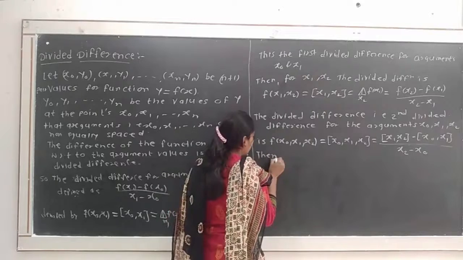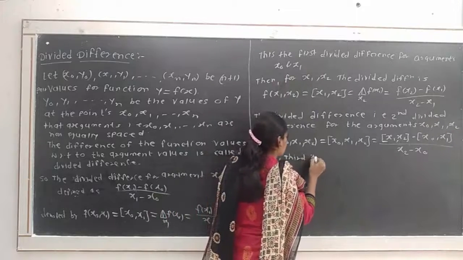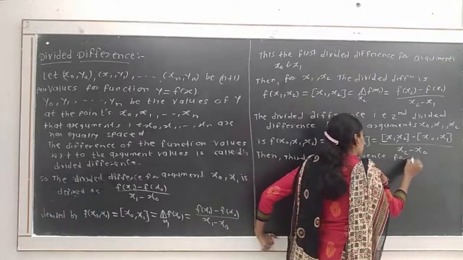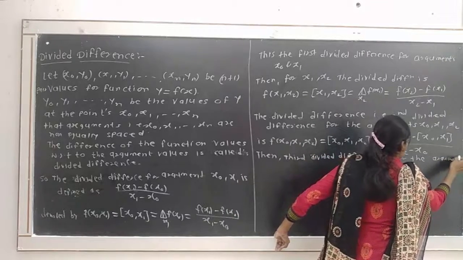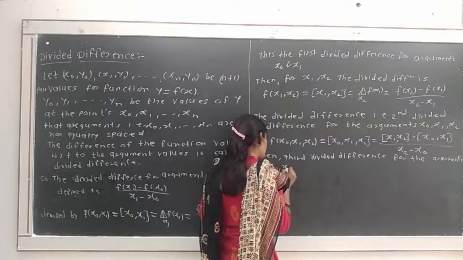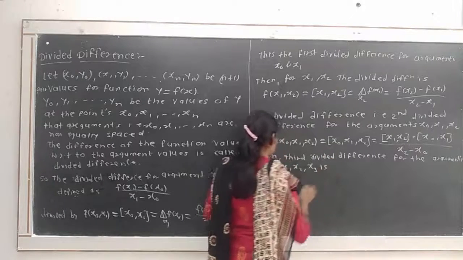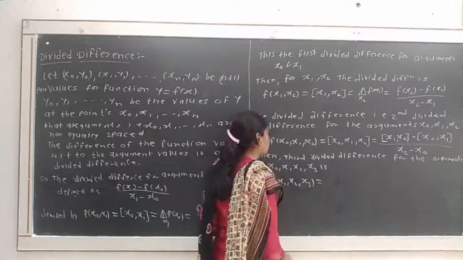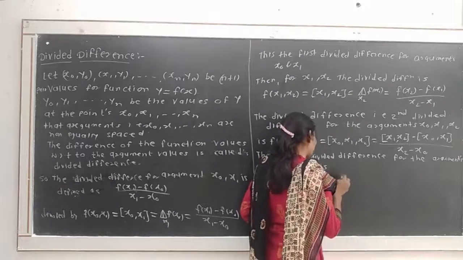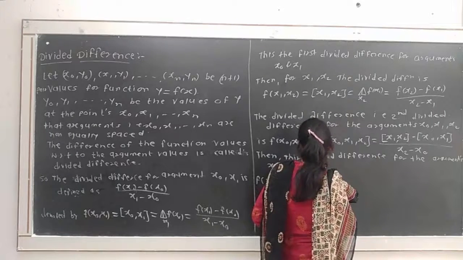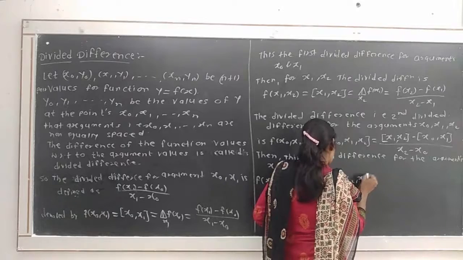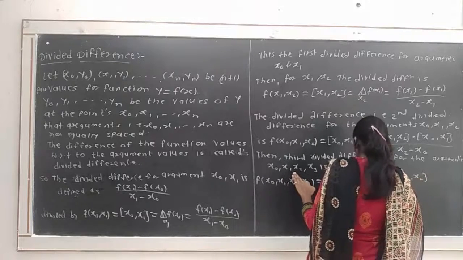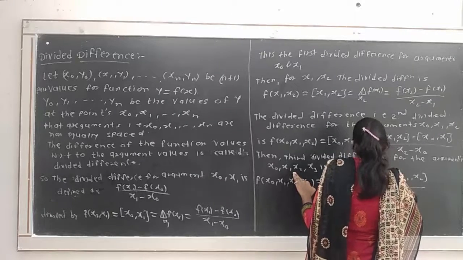Then similarly, the third divided difference for the arguments x0, x1, x2, x3, denoted by f of x0, x1, x2, x3, is equal to the divided difference for the arguments x1, x2, x3 minus the divided difference for the arguments x0, x1, x2, divided by the difference x3 minus x0.